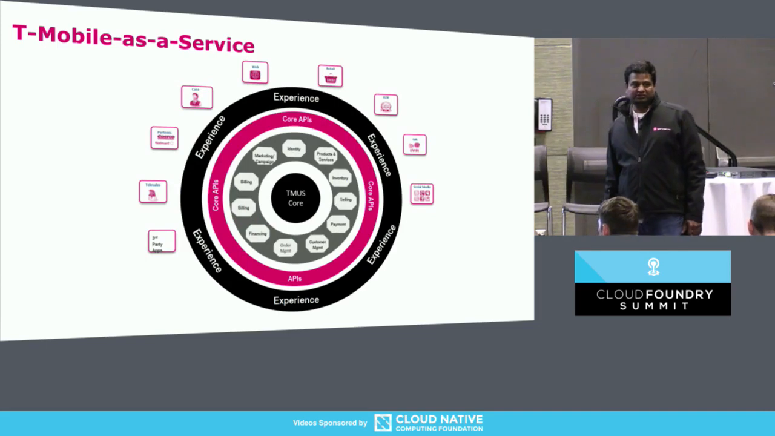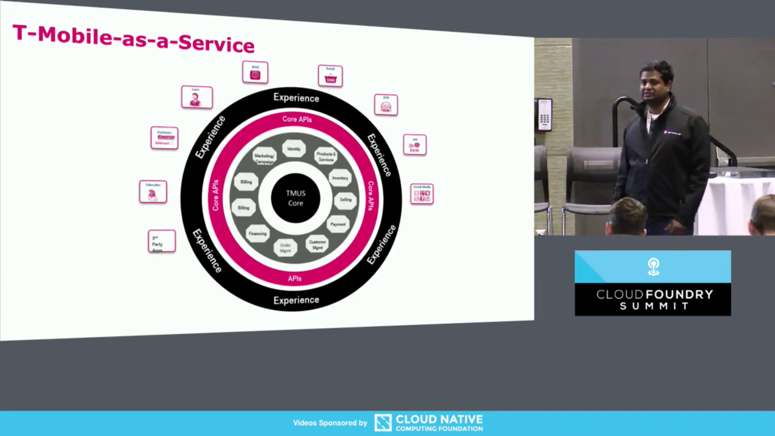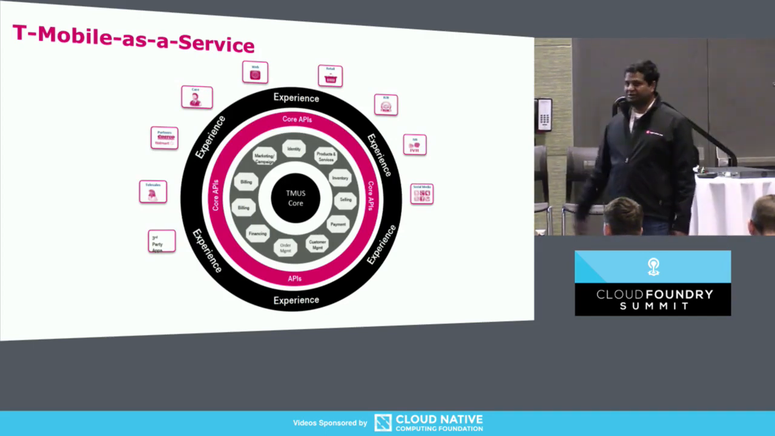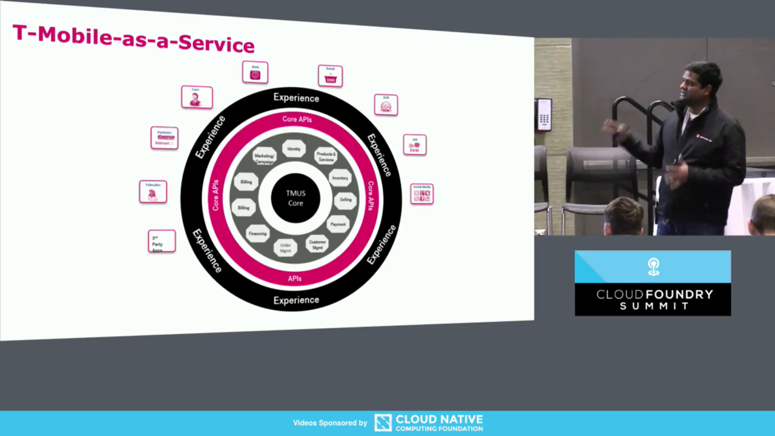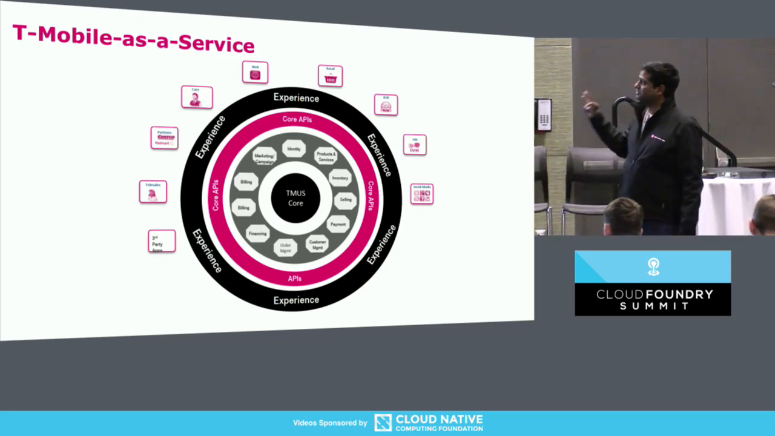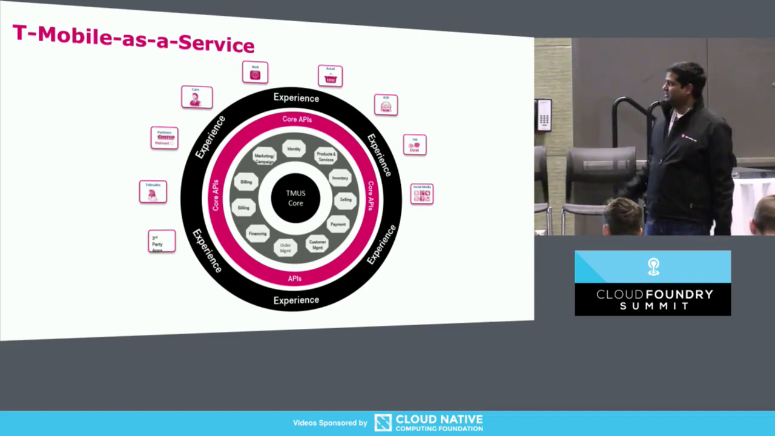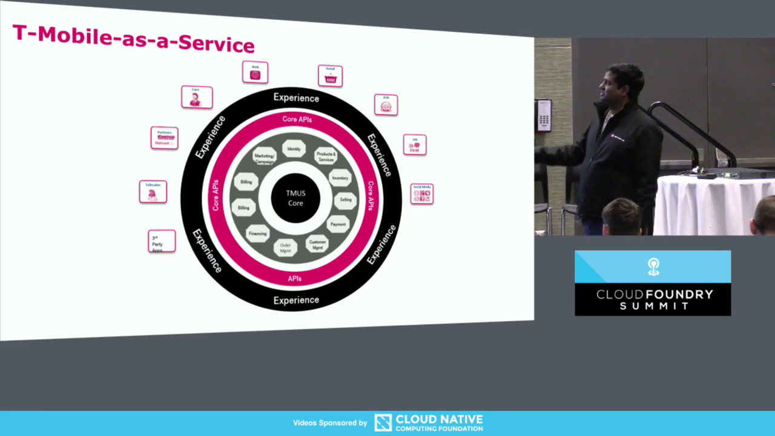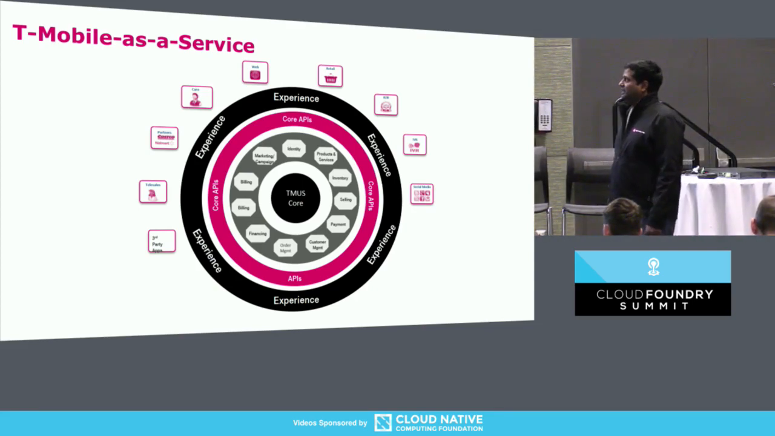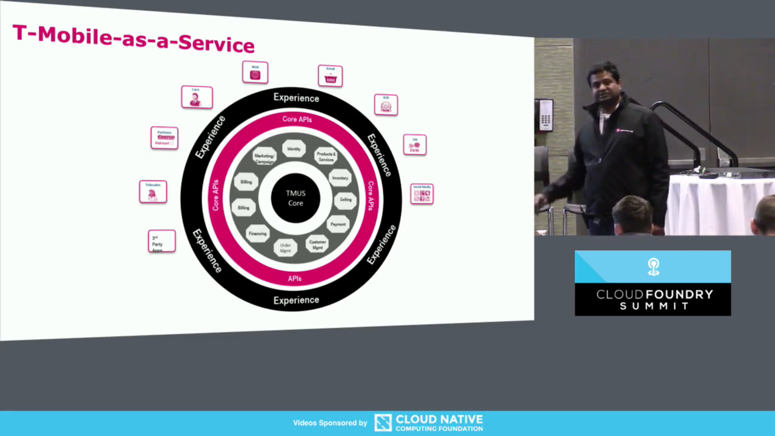What is our end goal? Our end goal is to represent T-Mobile as a service. From the slide, I could just take a moment to explain this. At the core of T-Mobile as a service, we want to represent our core functionalities, which are different capabilities provided by the various systems, like customer management, payment, selling, inventory, and various billing systems. And like I always said, we want to do experience-driven APIs.